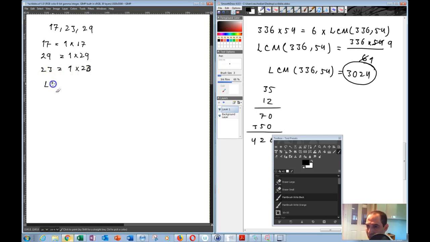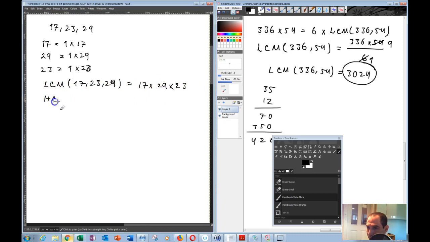Okay, so now the LCM of these three numbers, 17, 23, and 29, is equal to, basically you're looking for a number in which you can find the three numbers. So that's actually 17 times 29 times 23. And that's actually the same thing as the greatest powers of the prime factors. So the greatest power of 17 here is 1, the greatest power of 29 is 1, and the greatest power of 23 is 1. So 17 times 29 times 23.